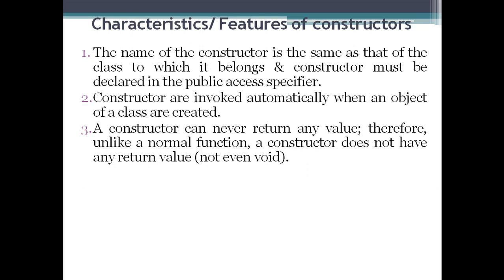Next, a constructor can never return any value. A normal member function returns defined values, for example integer, floating point or double member functions, and sometimes even void is a return type. Since the constructor is a special member function, it doesn't return any value. Unlike a normal function, a constructor has no return value, including void. That is a very important feature of a constructor.